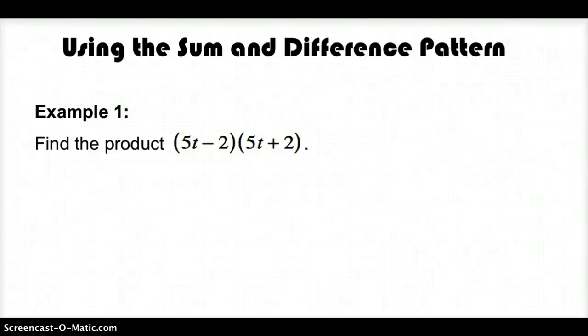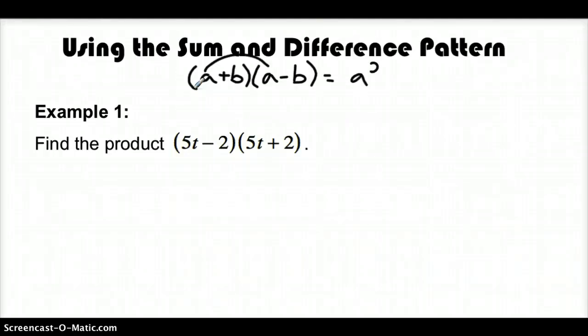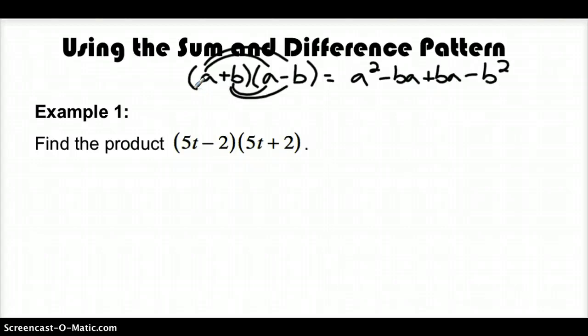Let's go ahead and look at some sum and difference patterns here. Remember, the sum and difference pattern came from this, when we have a plus b and a minus b. If we were to FOIL this, remember, first times first gives us a squared. The outsides give us minus ba, the insides give us plus ba, and last times last gives us a negative b squared. When we add those up, the middle terms drop out and we get a squared minus b squared.